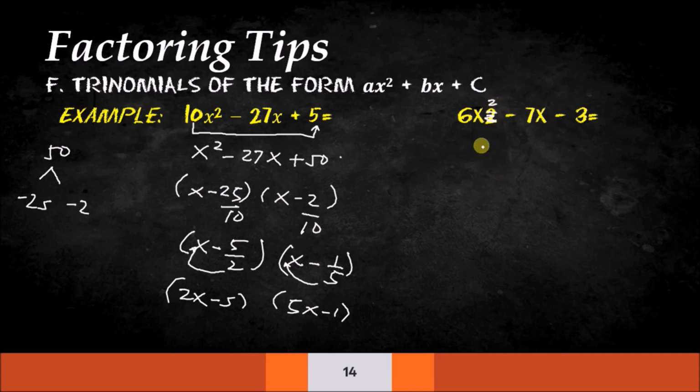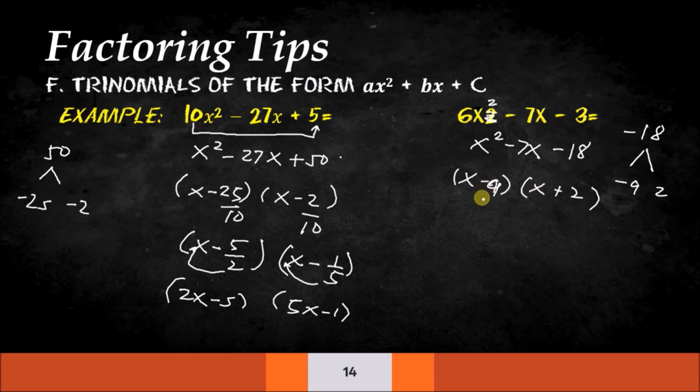Ulitin natin. Again, multiply natin yung 6 at saka ng negative 3. Magiging x squared minus 7x minus 18. Multiply ko na yung 6 sa 3 dito. Next, ibigay natin yung factors ng negative 18 na may lalabas na negative 7 as the sum. So, ang potential factors natin of negative 18 is only negative 9 and positive 2 because negative 9 plus 2 is negative 7. Isulat natin x minus 9, then x plus 2.